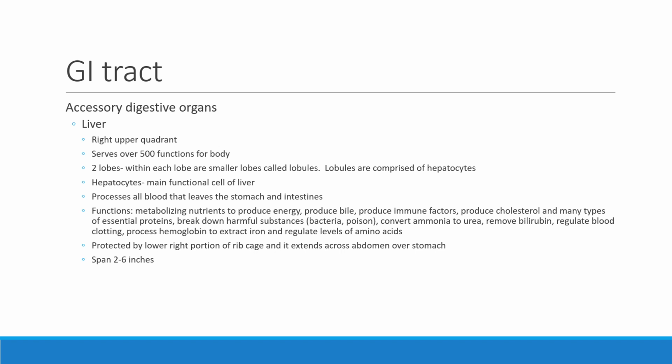Our liver is protected by the right lower portion of the rib cage, and our liver extends all the way across the abdomen over the stomach. The span is about 2 to 6 inches.